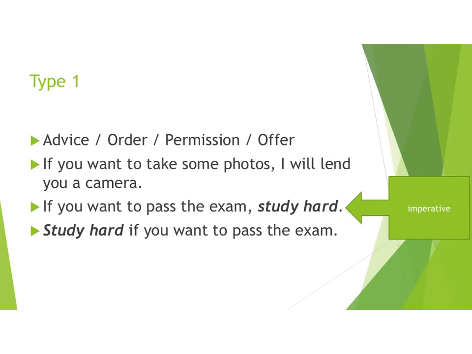Sometimes we use type 1 conditionals to give advice, order, permission, and offer. For example, if you want to take some photos, I will lend you a camera. So this is an offer. And the second example, if you want to pass the exam, study hard. This time, this is a piece of advice.